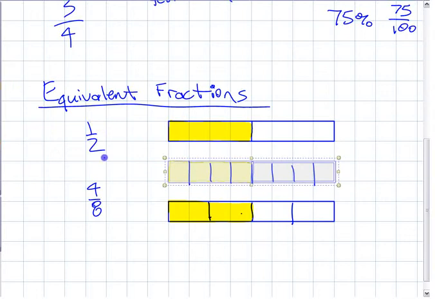What's the last one called? Out of the 4 pieces that I cut the strip into, how many do I have? How many did I shade yellow? Out of the 4, I have 2.